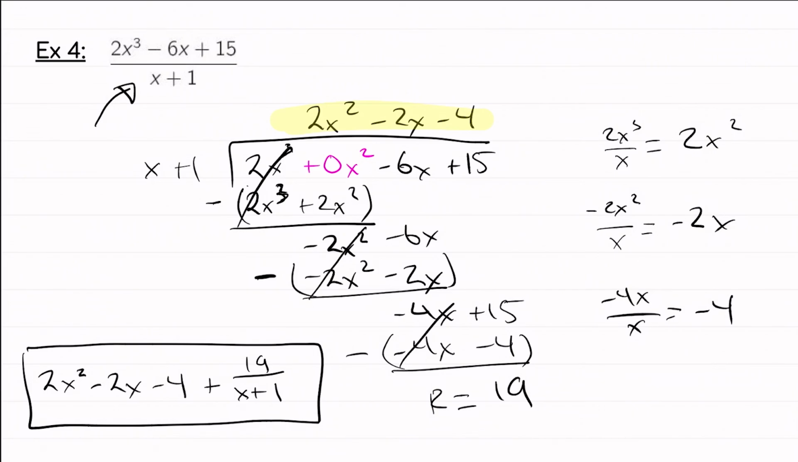Okay, that's dividing polynomials. All right, it's a bit of a process. It's a process that's repeated over and over, but it's a process that we kind of know already, long division.